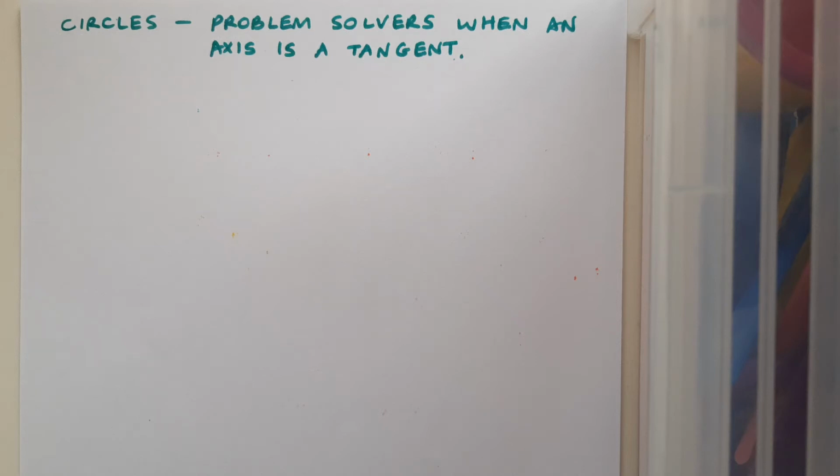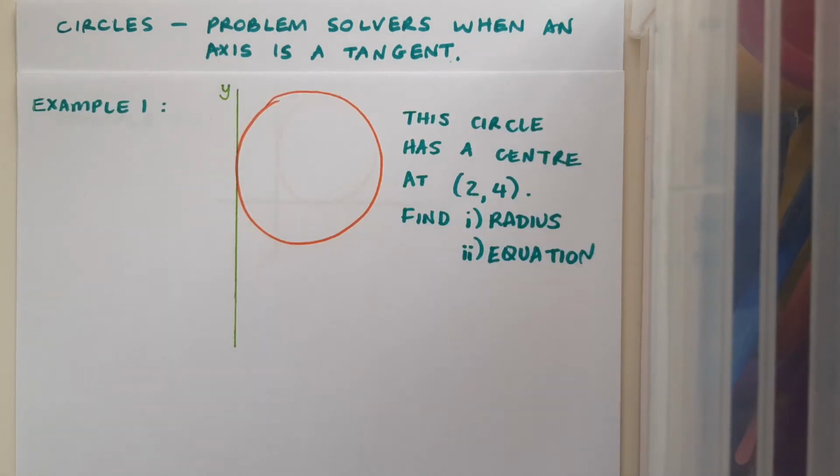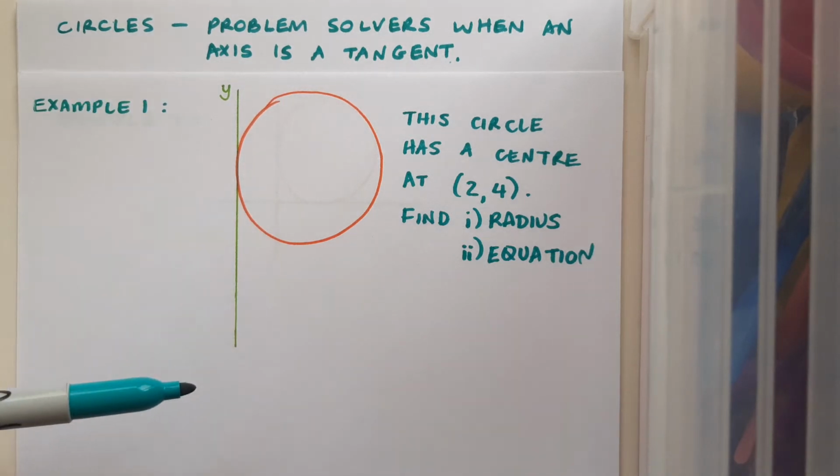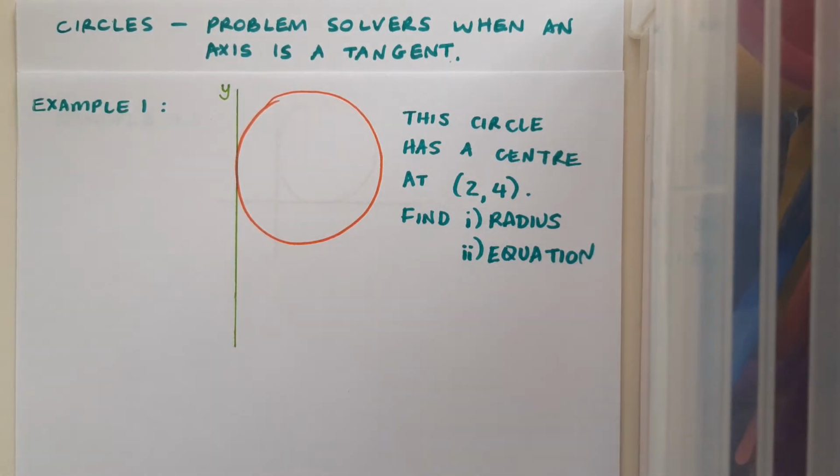This video is about circles and particularly problem-solving questions when you have an axis as a tangent. So here's our first example, and we've got a circle and we've got the y-axis, and the y-axis is a tangent to the circle in this question. And this means that the y-axis just touches the circle at one point.